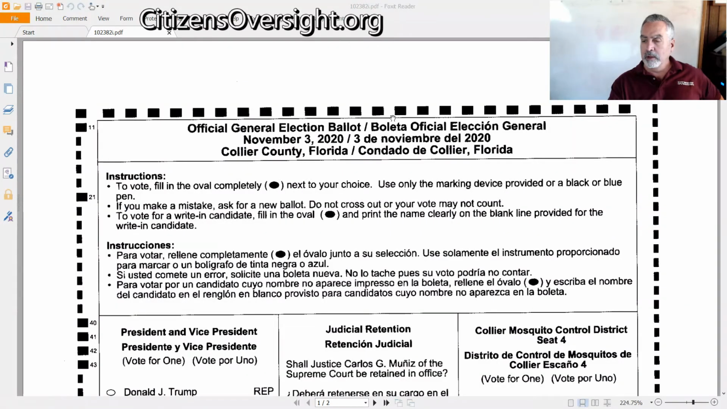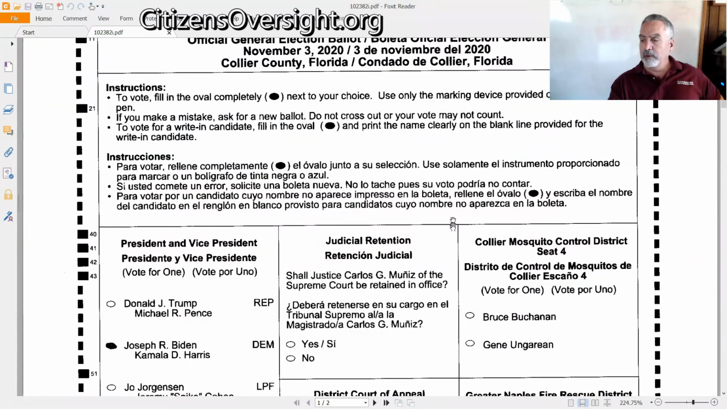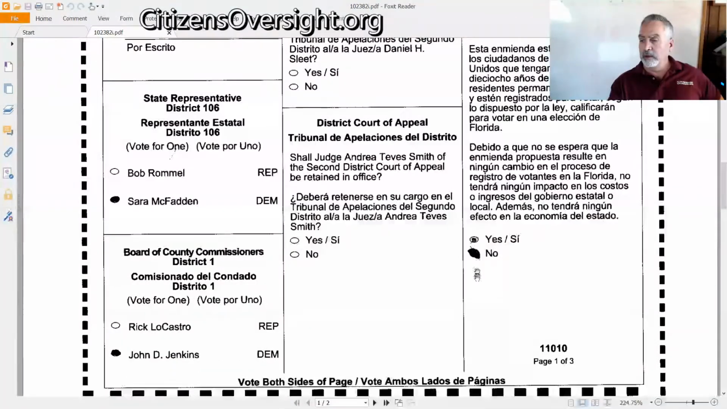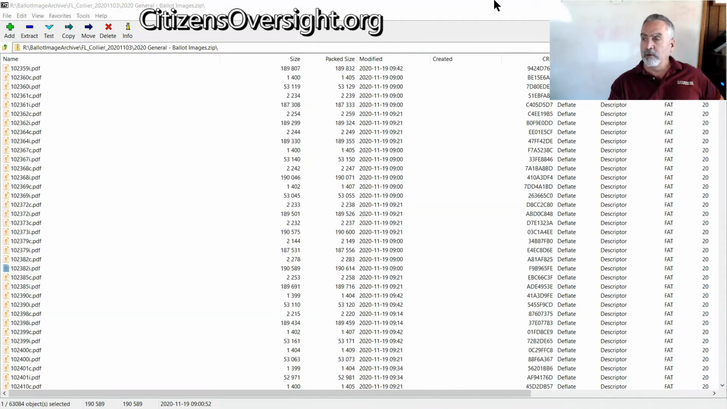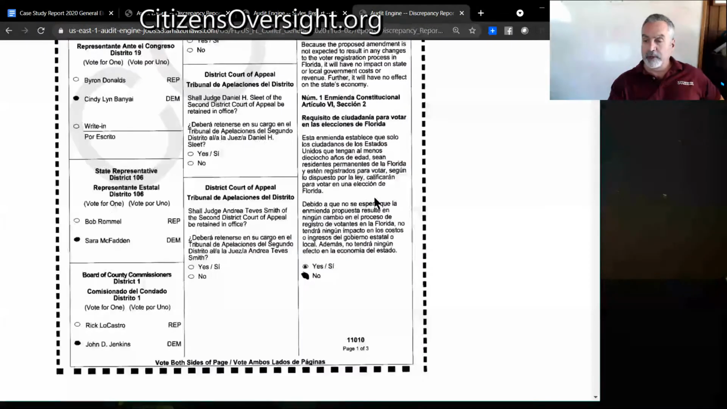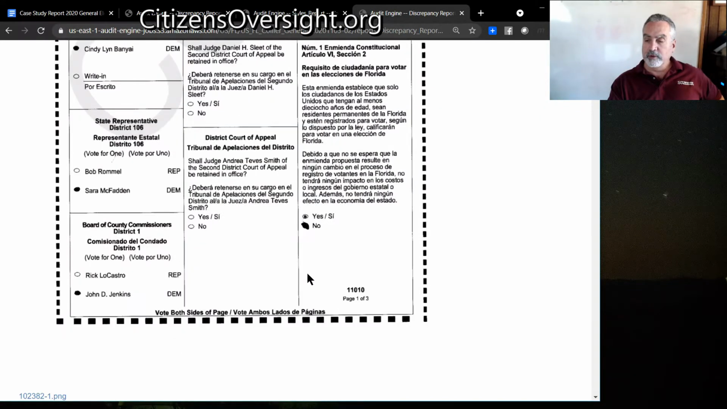Okay, and in this one here, the issue is Constitutional Amendment 1. Here is the thing that we're talking about. I just pulled up the original ballot out of the archive. We just looked at it. Now we're seeing this same ballot brought up here in the report. You can see exactly. And the issue is that the person normally fills in the bubble solid. So that's important to know.